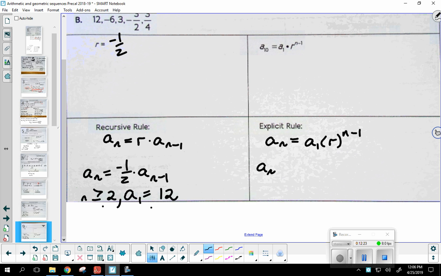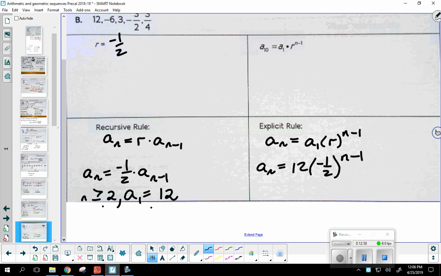Okay, well, let's get the explicit rule ready. A sub n equals, well, the first term was 12. What was r again? Negative 1/2 to the n minus 1. There we go. And again, there's no simplifying.